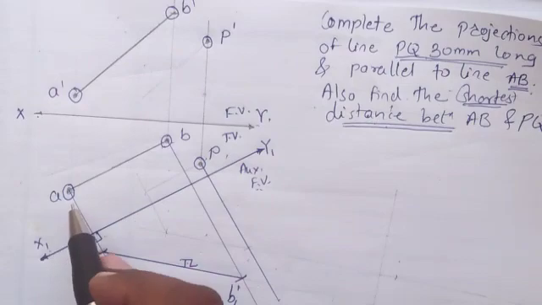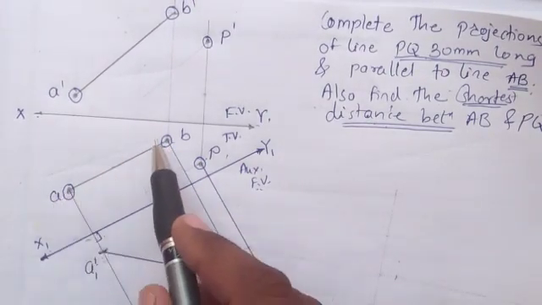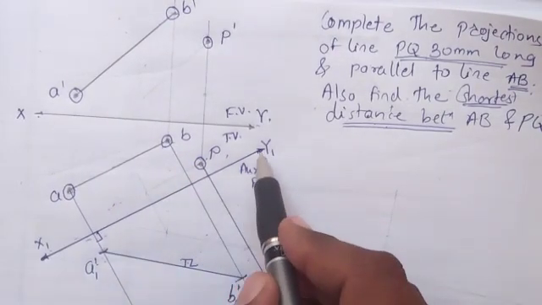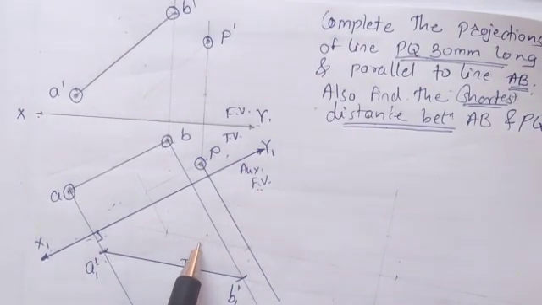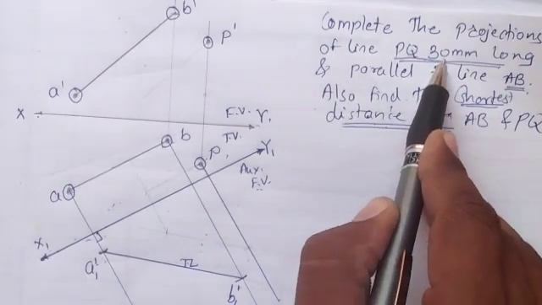Now, as per the property of parallel lines, when two lines are parallel to each other, they remain parallel in every view. This means line PQ will be parallel to AB here in the top view. So as PQ is parallel to AB, it becomes parallel to x1 y1. So ultimately PQ also will show true length in this view. The true length of PQ they have given is 30 mm.